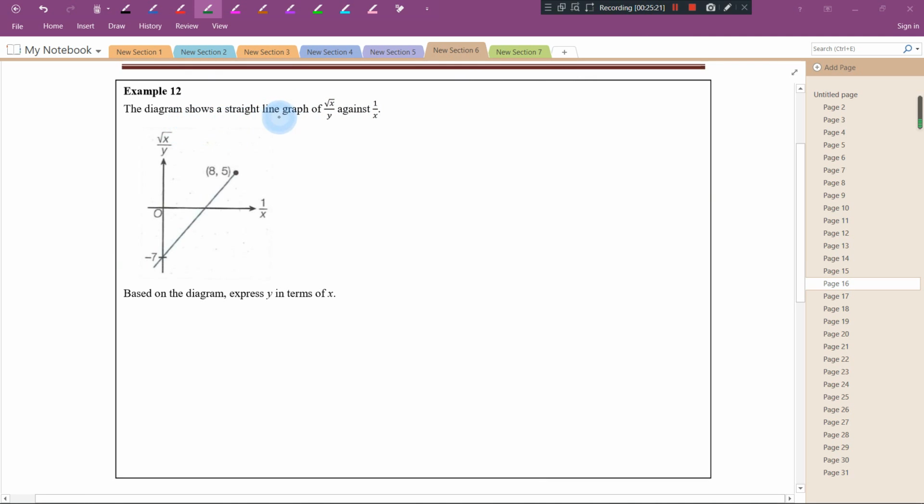The diagram shows a straight line graph of square root of x over y against 1 over x. Based on the diagram, express y in terms of x. Okay, now refer to that as y equal to mx plus c. In this case, the big Y is equal to this, the big X is equal to this, and gradient we need to find ourselves, and the C is equal to -7, right? Okay, so this I copy over here. M, I can find myself, right? How to get the value of M? Gradient.